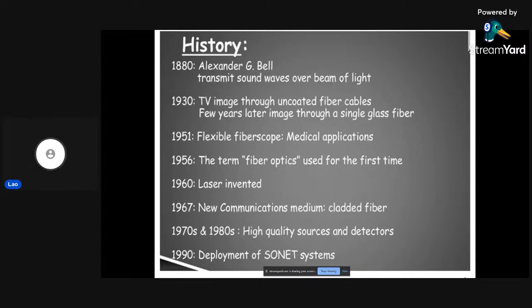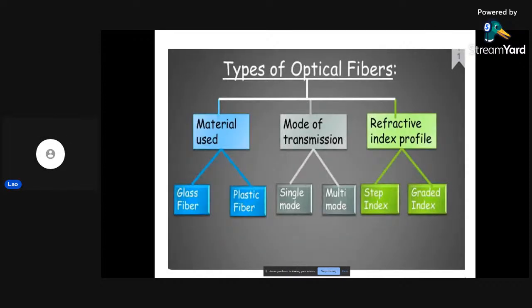So, what is SONET? Ito yung Synchronous Optical Network na standard siya for connecting fiber optic transmission systems. Nag-define siya ng interface standards at the physical layer of the open system interconnection. So we do have types of optical fibers: material used, mode of transmission, and refractive index profile. Under material used, we have glass fiber and plastic fiber. Glass, babasagin. Plastic, made of plastic.